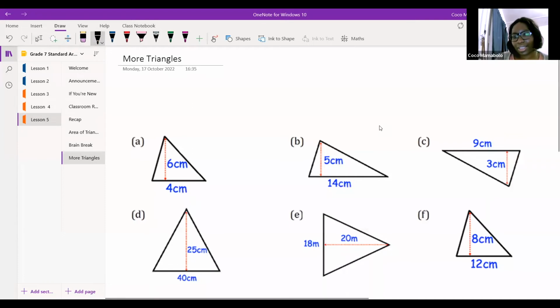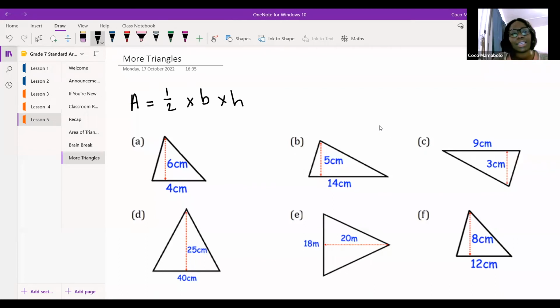I'm going to give you guys 6 minutes. So at 6:39, I'm going to check in with you guys. Need you guys to remember that area is half times base times height. So for those of you who are still a little bit confused, this is your chance to get that correct.